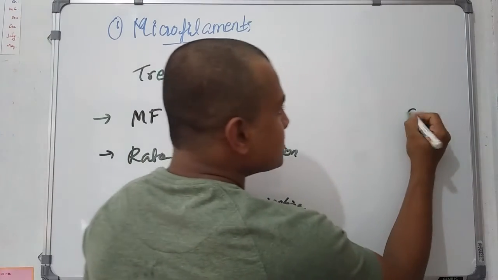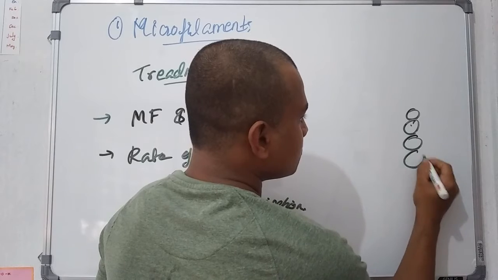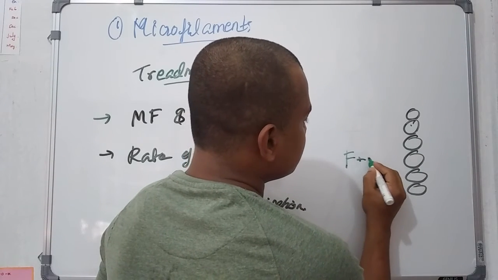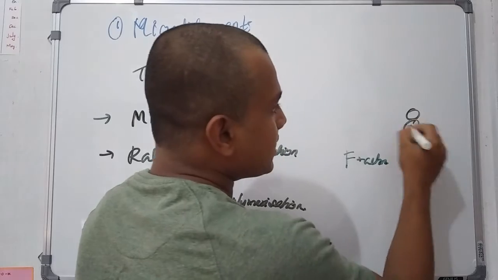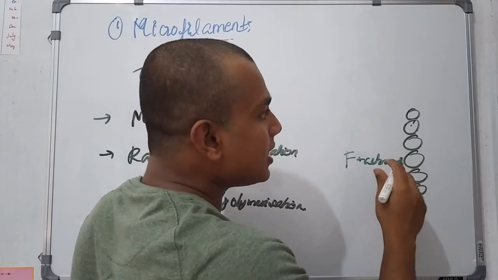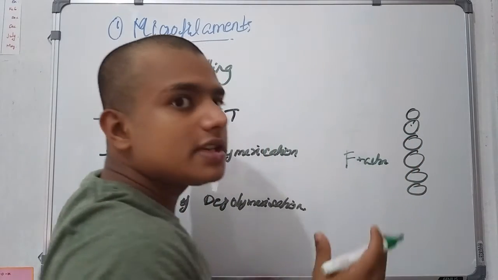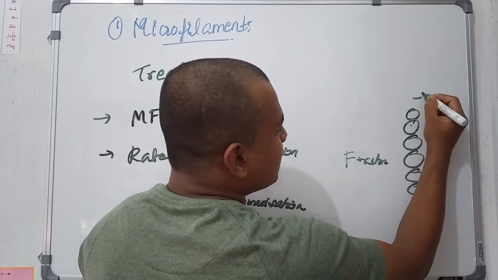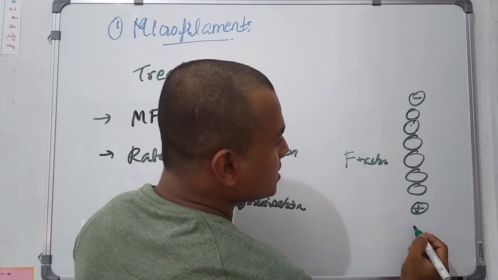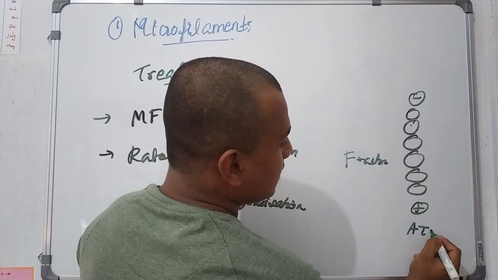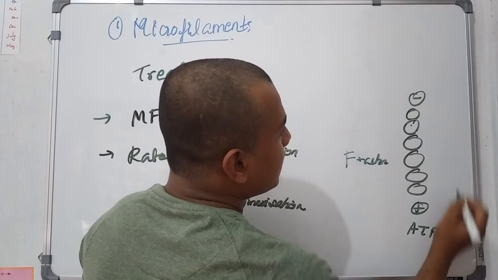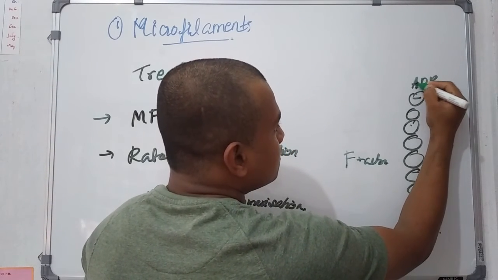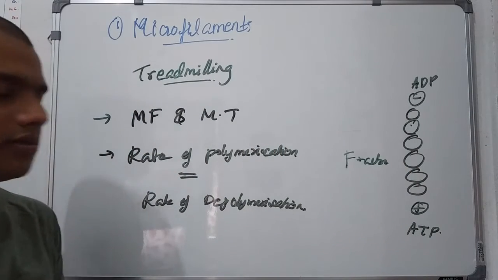Now consider this as an F-actin filament. It's actually U-shaped and pseudo-helical in structure, but for the ease of drawing, I have drawn it in this manner. This is the positive end and this is the negative end. The positive end has more ATP while the negative end has more ADP. Keep that in mind.